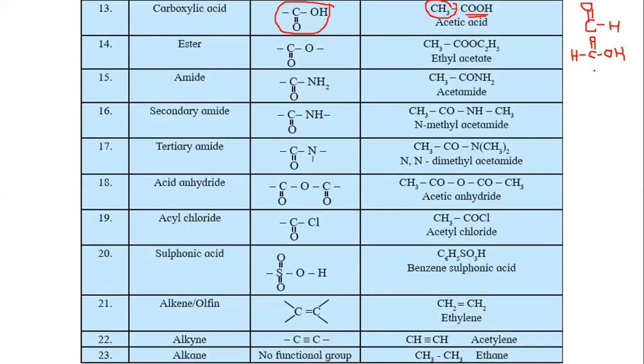Carboxylic acid. Yes, because this COOH is the functional group. Don't consider this COH group, because when the OH group is bonded to the CO, it becomes a carboxylic group. So we can write 5 examples of carboxylic acid. If 1 carbon is there, it is formic acid. Then 2 carbons, acetic acid, then propanoic acid, butanoic acid, pentanoic acid.